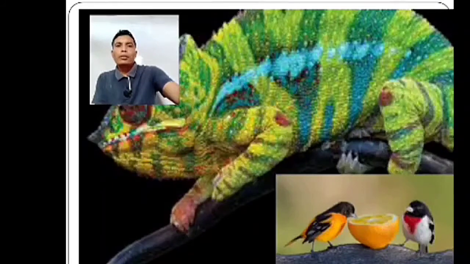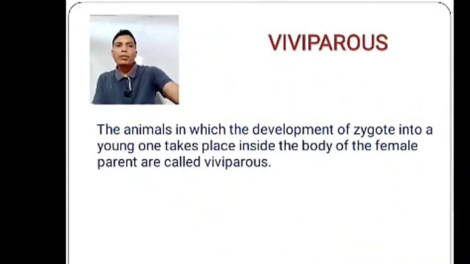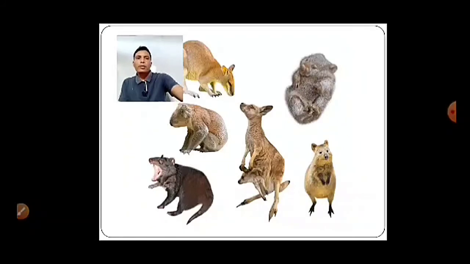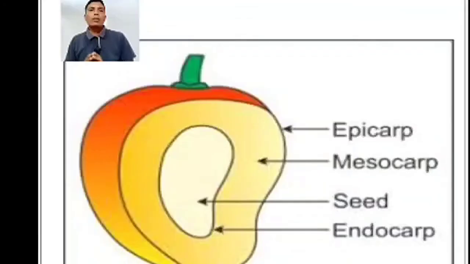These are oviparous animals. These are viviparous animals. Now, let us know about the embryogenesis in plants.